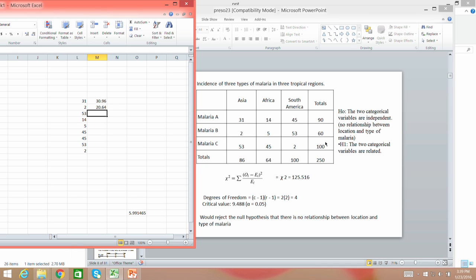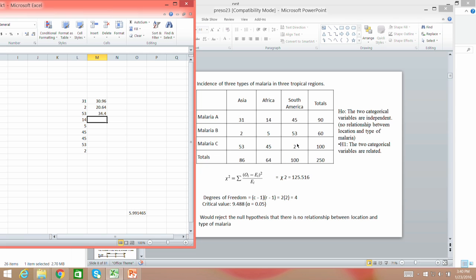Okay, what about this one? This will be 86 divided by 250, into 100, that is 34.4. That means I expect 34.4, I expect 20.64, I expect 30.96. You understand how to get each one of them. So if I want to get this, I say 86 divided by 250, that is the grand total, multiplied by 90. So it is just a question of ratio.